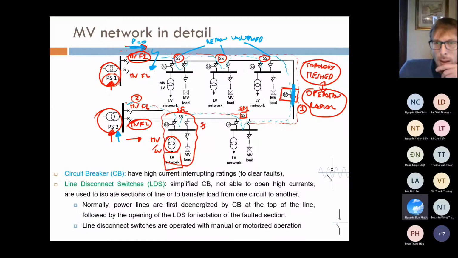So basically, using this switch here, you can supply these 3 secondary substations with PS2. Okay? So just to recap, in normal operation, you keep the distribution networks working radially. So this switch is open. But in contingency, if you have a fault, you can close this switch here, and supply those secondary substations with PS2.